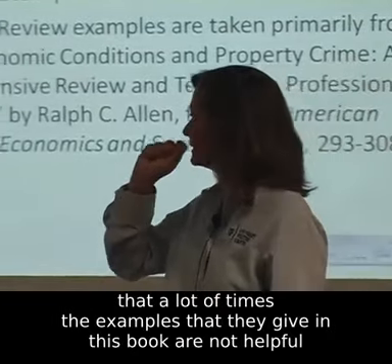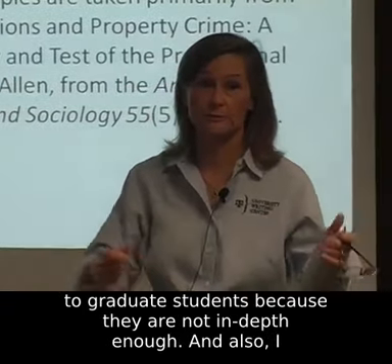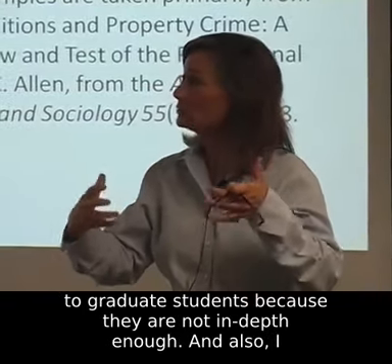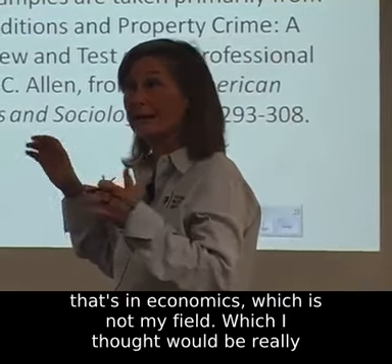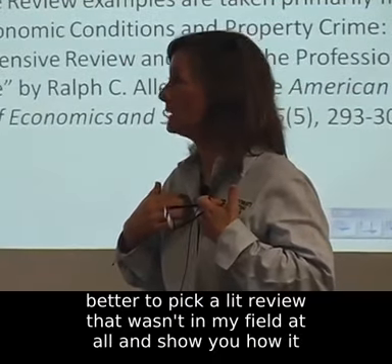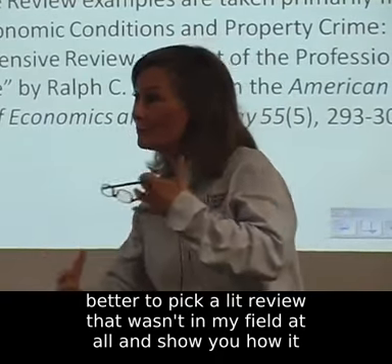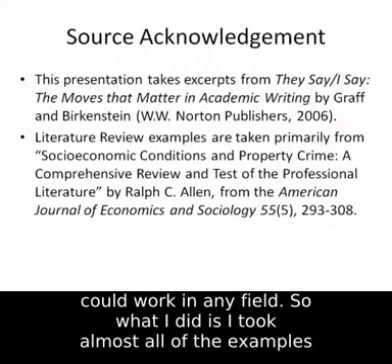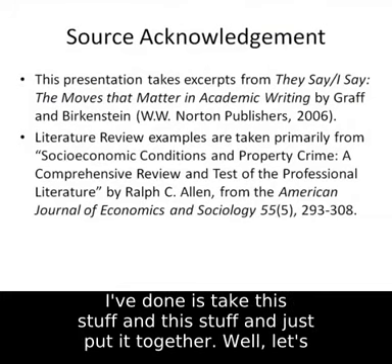Then I found that a lot of times the examples that they give in this book are not helpful to graduate students because they're not in depth enough. And also I had a hard time finding examples as well. So I found a literature review that's in economics, which is not my field. I thought it would be better to pick a lit review that wasn't in my field at all and show you how it could work in any field. Okay, so what I did is I took almost all of the examples from this article, Socioeconomic Conditions of Poverty Crime. So what I've done is I've taken this stuff and just put it together, okay?